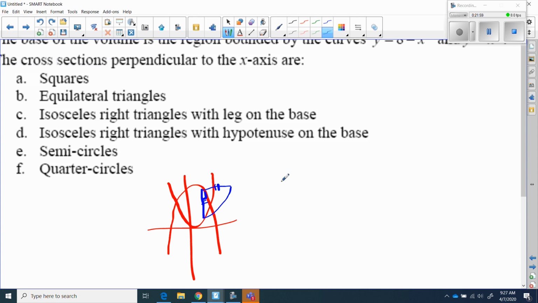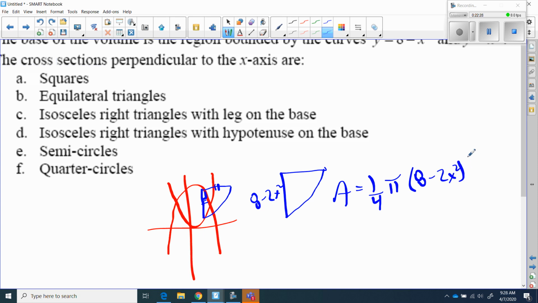Okay, so I need the volume of that shape. Well, let's draw it out here a little bit bigger. So I need this distance, which will be the radius. Well, that distance from there to there, we just did it in the last one. It's upper minus lower. So it's 8 minus x squared minus an x squared. So that makes this side 8 minus 2x squared. That's the radius. So I want the area of this shape. So the area of this shape is a quarter of a circle. So 1/4 pi r squared. Like so.